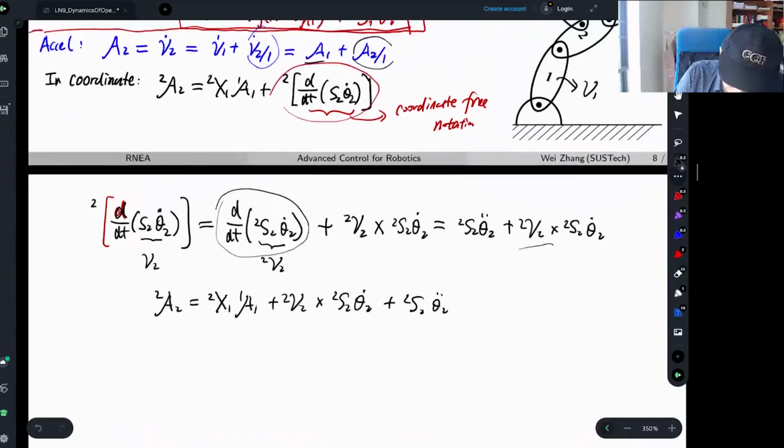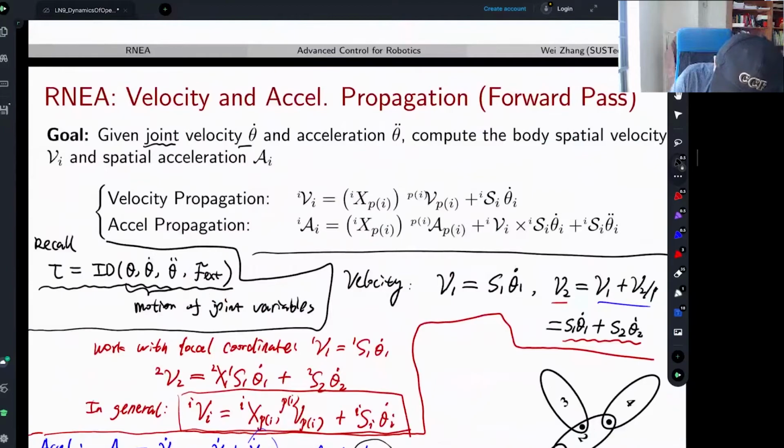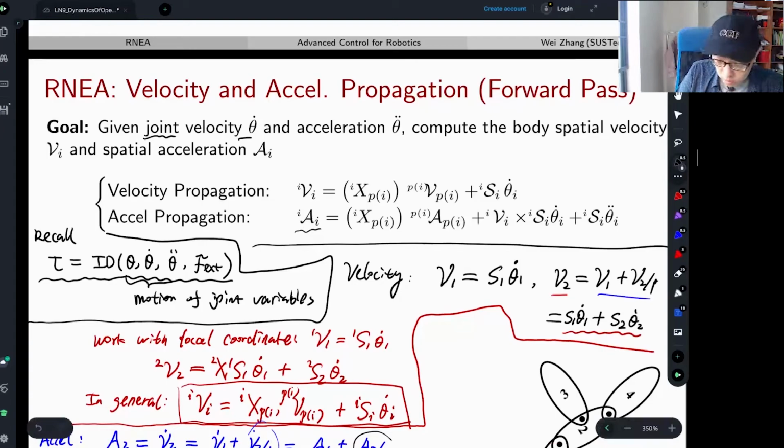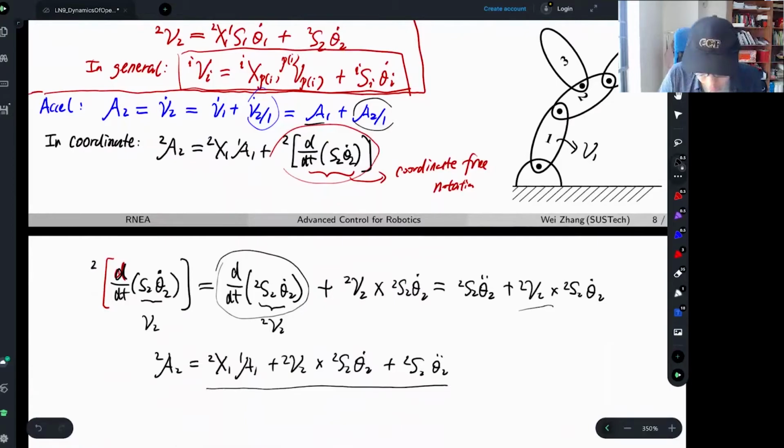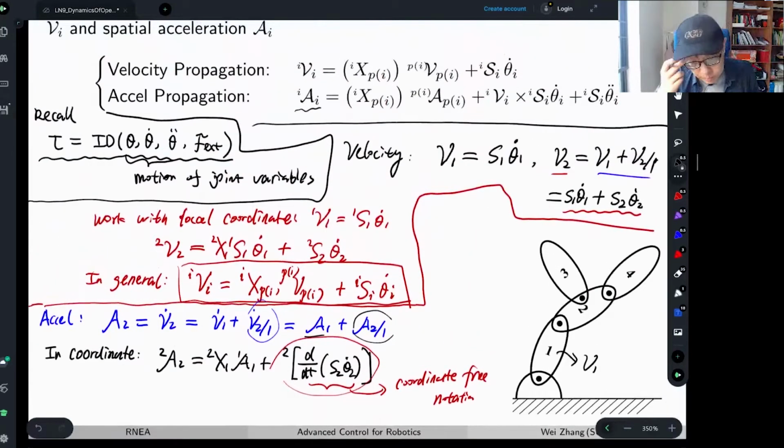And overall, let me not write everything. Overall, we'll have this formula, okay? The acceleration of that is the previous link acceleration, with coordinates changed to the current frame, plus the reference frame's velocity cross this vector expressed in the local frame I, plus the screw axis of I times theta I double dot. That's exactly what we have in these three terms. Okay, I hope you're okay with it.